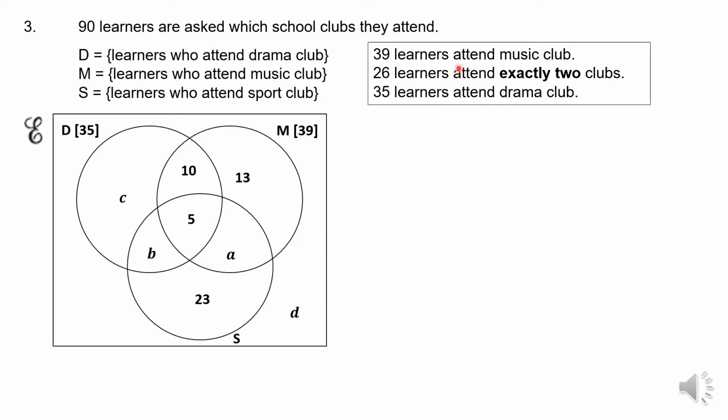It's the learners who attend exactly 2 clubs. So if a learner is here, this learner is attending drama as well as music. If a learner is here at A, they attend sports as well as music. If a learner here is at B, they attend drama as well as sport.